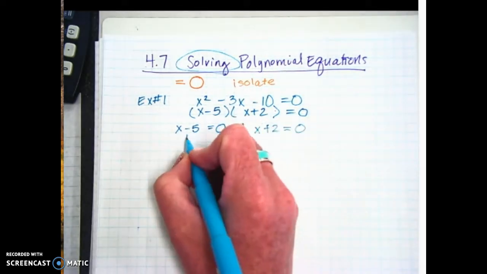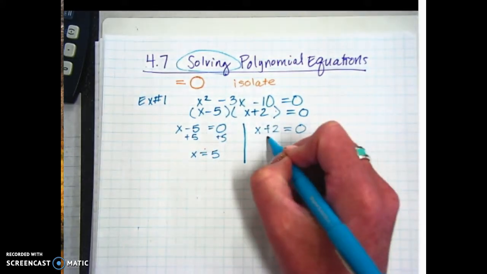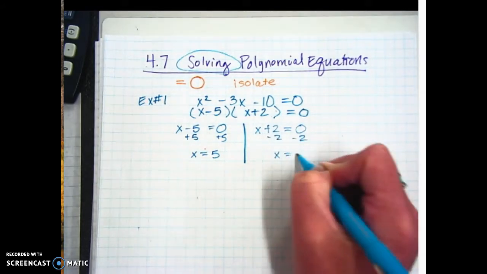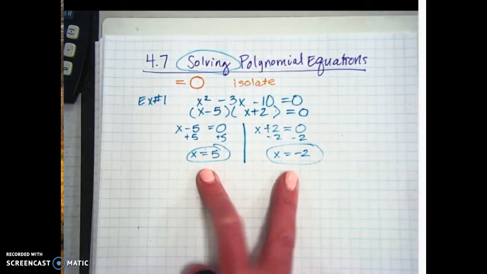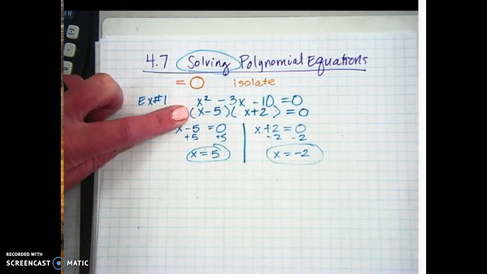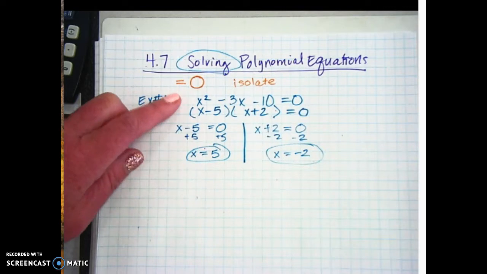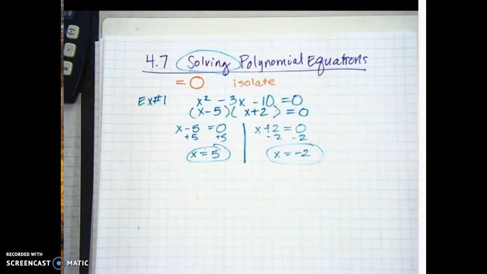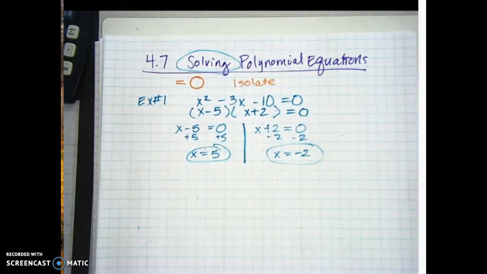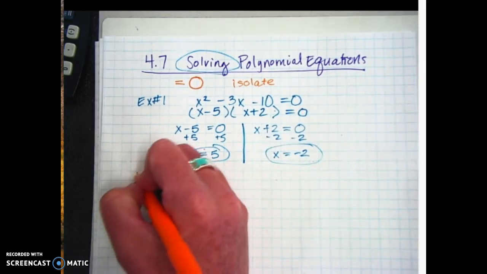So you just do inverse operations. You add 5 to both sides. You get x equals positive 5. You subtract 2 from both sides, and you get x equals negative 2. Okay. What do you notice about these two answers in comparison to the two factors? They're just opposite, right? See that? Minus 5, positive 5. Plus 2, minus 2, or negative 2. Okay? They get a little bit trickier when you have a coefficient, which example number 3 will. All right? So let's look at example number 2.